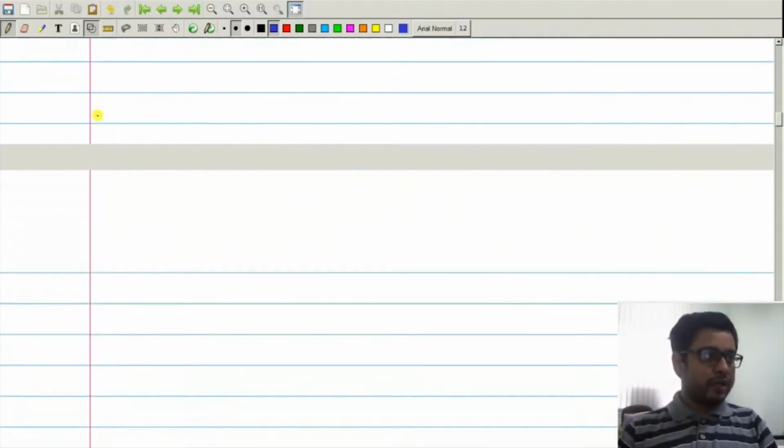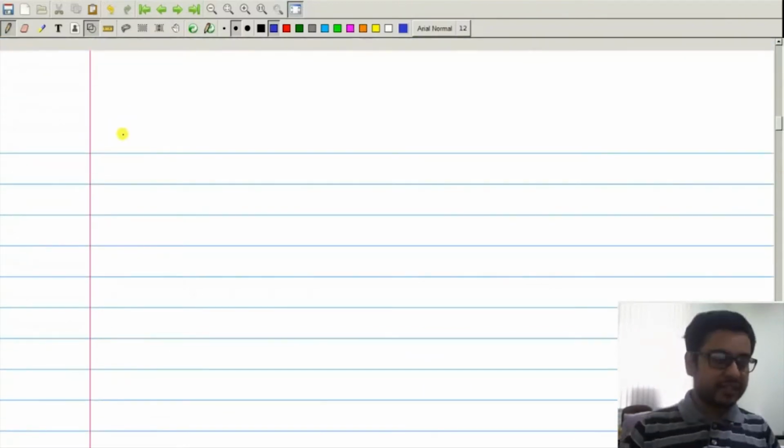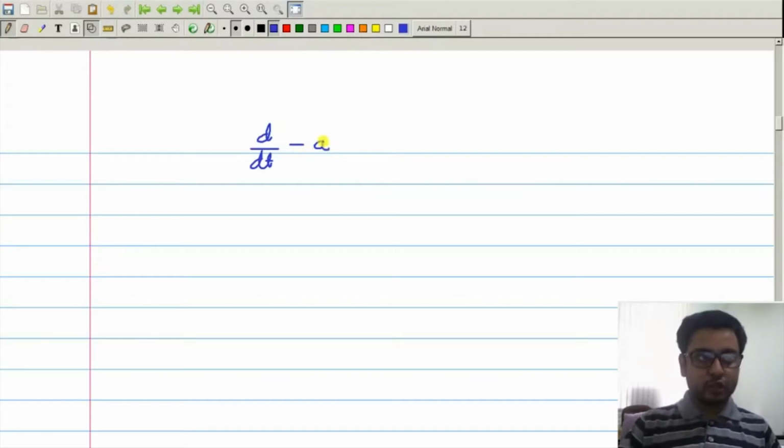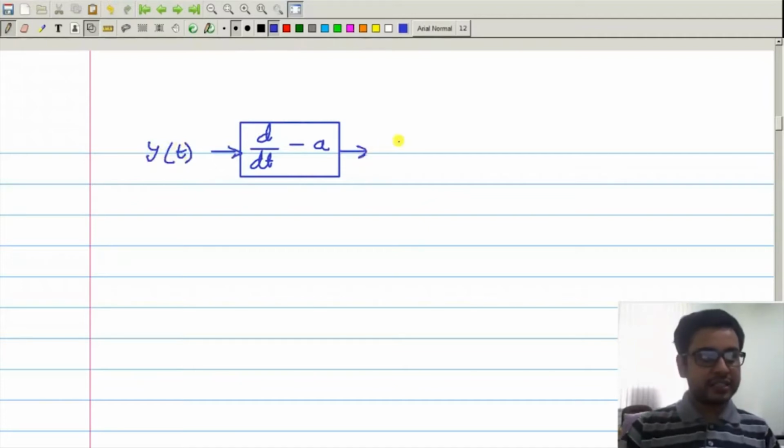Okay, now let us learn another thing. Consider this operator d/dt minus a, where a is a constant. So that means this is multiplication by a operation. So if you give y, you shall get dy/dt, or y dot minus ay.